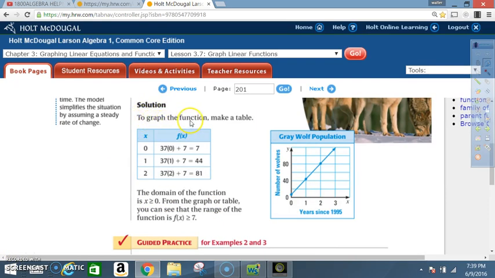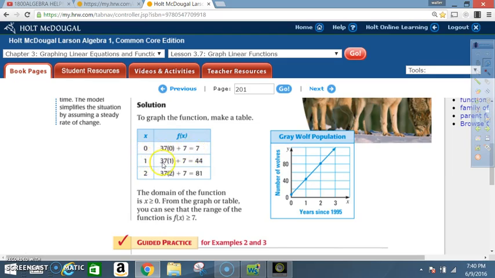Solution. To graph the function, make a table. So we're going to use values of 0, 1, and 2. And we're going to use our equation. Don't forget what the equation was. 37 times x plus 7. Here, x was 0. So 37 times 0 is 0. 0 plus 7 is 7. So when x is 0, f of x or y is 7.